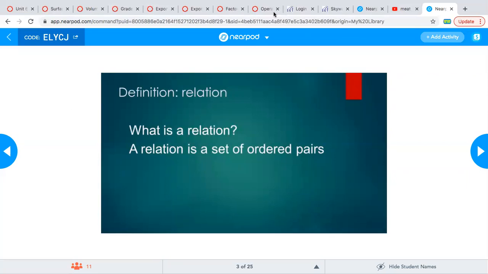An ordered pair is an X and a Y together, okay? So I want you to think of X and Y being in a relationship. A set of ordered pairs would just be multiple X and Y's together. Hopefully we're comfortable with ordered pairs. If I told you to plot 1, 2, and 5, 6, and 7, 8, you would be able to plot those just fine, okay?